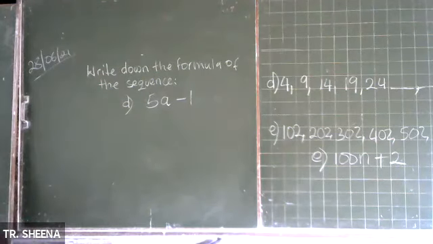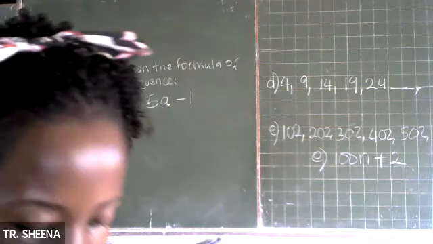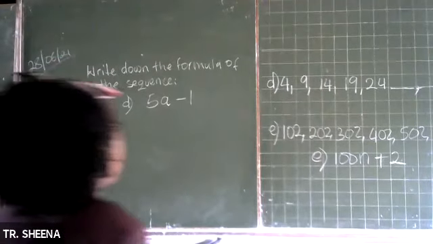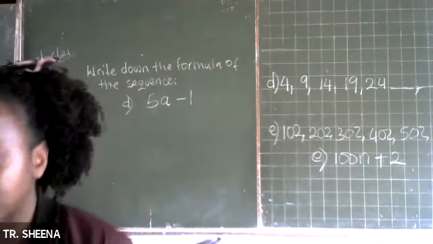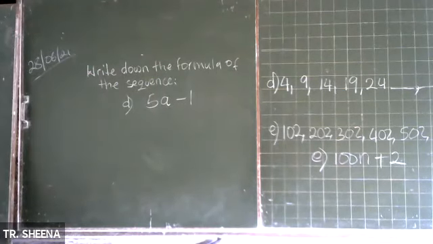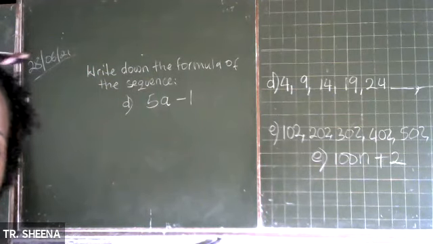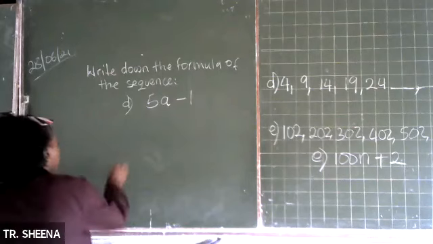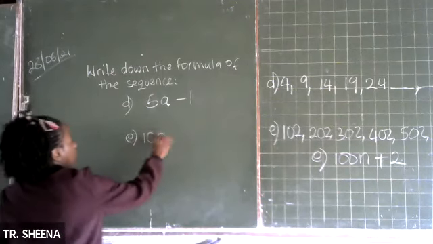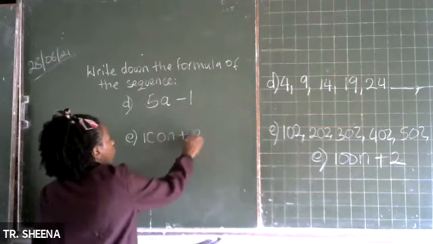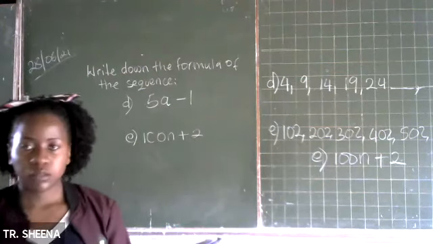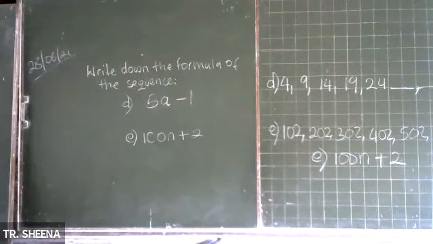Yes, Gabriela? Maybe you forgot your hand up after giving your answer. Okay. Have you checked that formula? Is it correct? Yes, it's correct. What about for part E? Part E, I think it will have 100n plus 2. So is it working? Yes, it's correct. Okay, are there any questions about this?